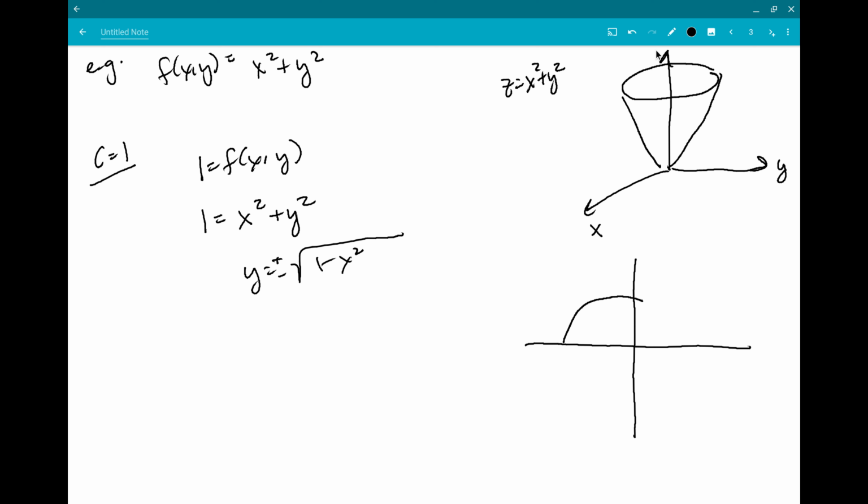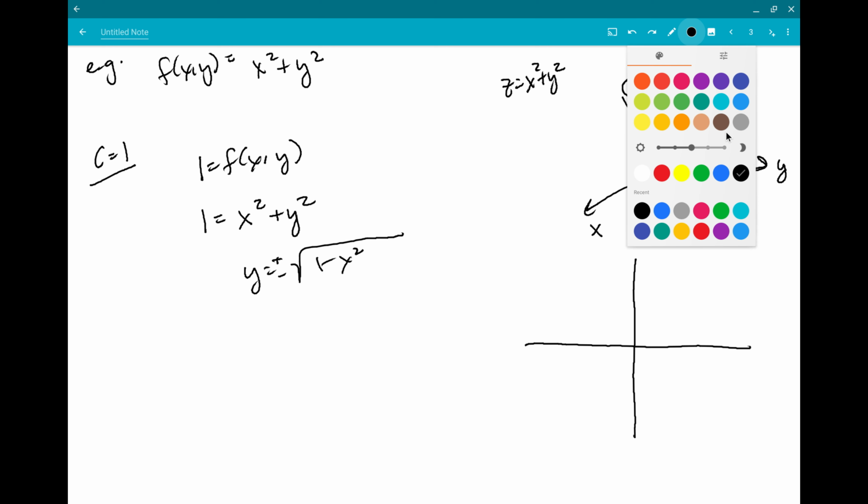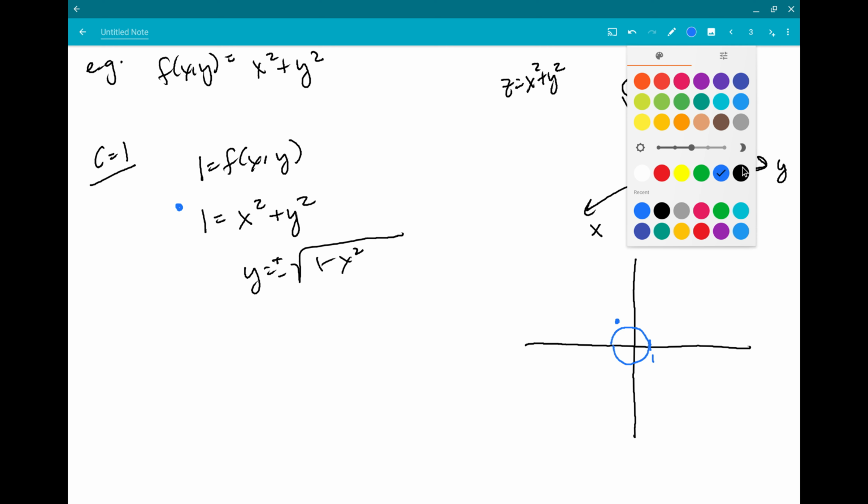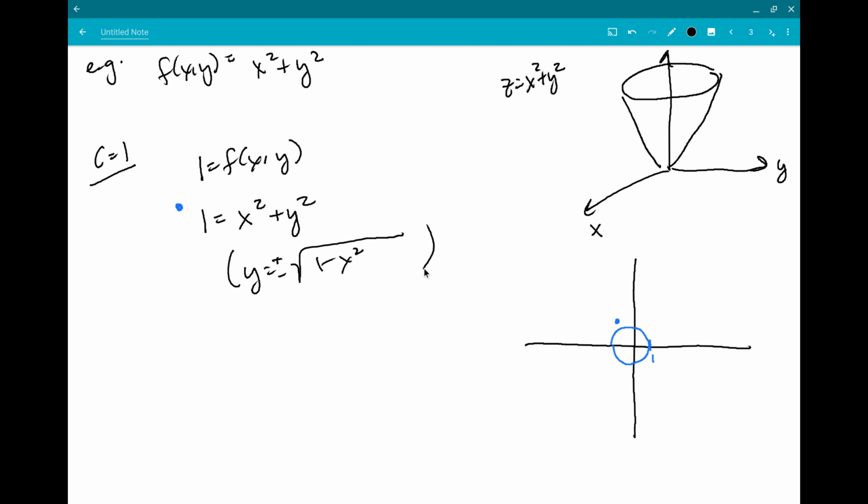If that's what you got to do, then you'll know that the plus part is here. Actually, I should go smaller, and I should pick colors. So the plus part is here, the minus part is here. But really, that's just a circle with radius 1. I'll mark that with a little dot right there. And it's okay if you know that's a circle. You don't have to solve for y.